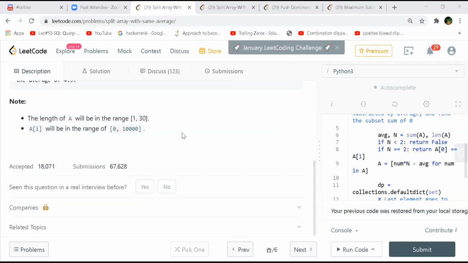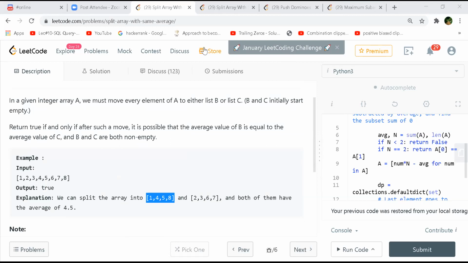Yeah, actually the length is 1 to 30. Yeah, go ahead, no worry. I'm saying we can visualize this problem as a subset problem also, right?